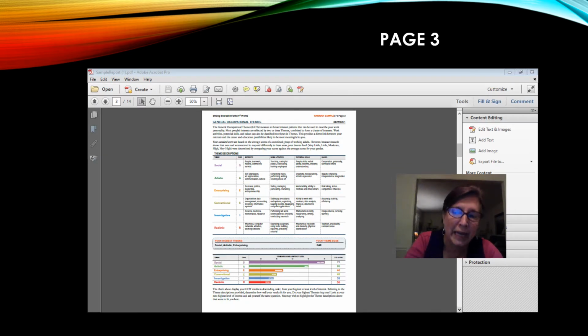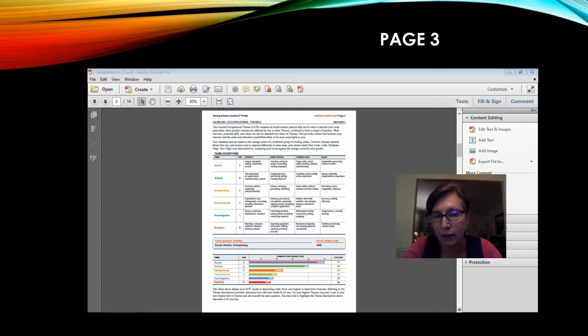On page 3 of your assessment, and we did skip over to page 3, you can see the 6 themes that John Holland came up with for dividing the world of work. And you will notice in this example, she has social as her first, then artistic, then enterprising, then conventional, then investigative, then realistic. Those are in order for her.